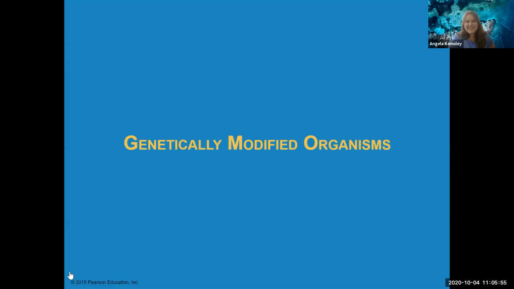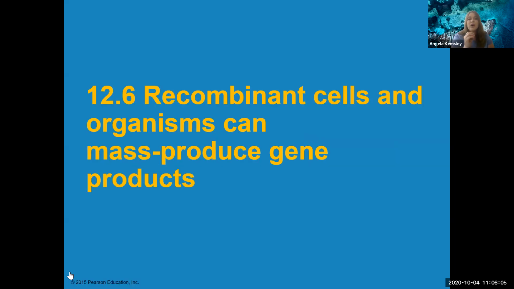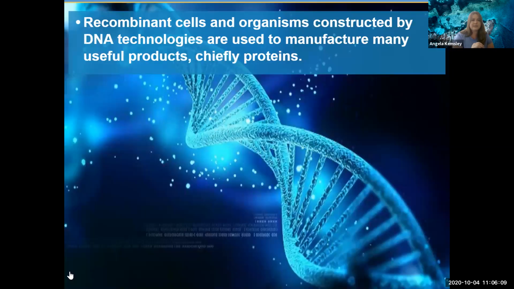All right, so let's move on to genetically modified organisms, also known as GMOs. Many of you have probably at least heard of these in reference to our food. Recombinant cells and organisms can mass produce gene products. Recombinant cells and recombinant organisms, like we talked about in the last couple of parts, are constructed by DNA technologies, and they're often used to manufacture many useful products, chiefly proteins.